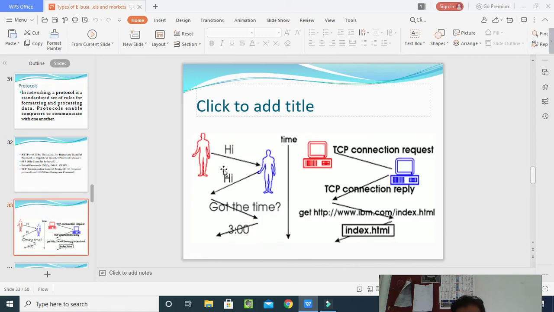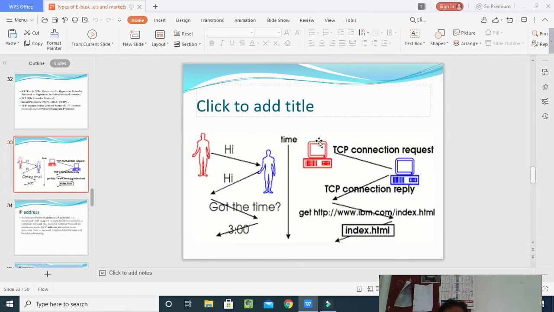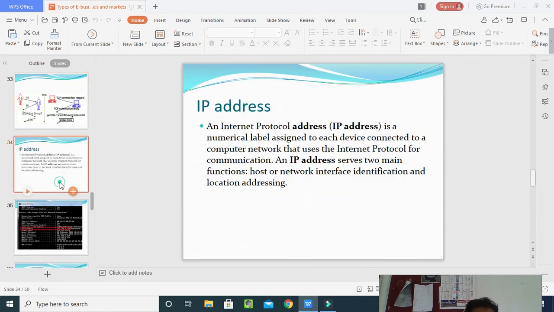Now, if you see the picture here, how it is changing according to the time. See, a person in red color is sending a message, hi, to blue color. He is giving the same reply, hi, hello. Got the time, that means 3 p.m. it is taking place. And now, a TCP connection request from the red system to the blue system and the same connection reply. This link is nothing but a protocol which is helping to communicate between two systems.